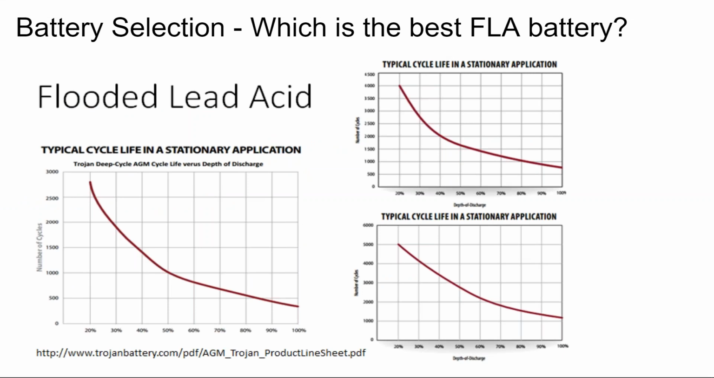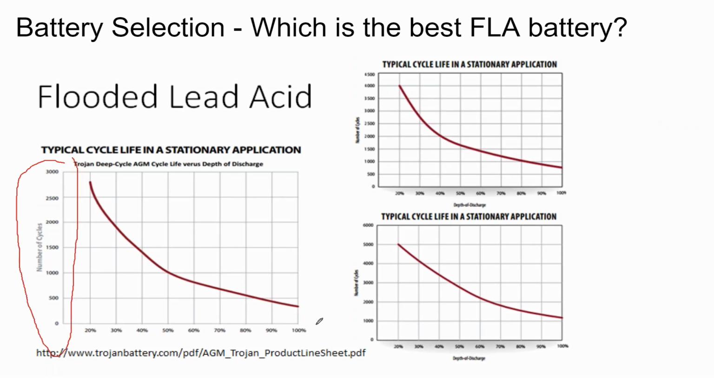Well, first, we need to understand this chart. This is called a depth of discharge chart. Over on the y-axis is the number of cycles, and over on the x-axis is how deeply you're discharging the battery.